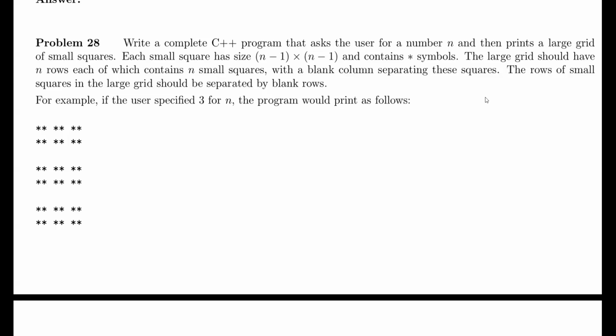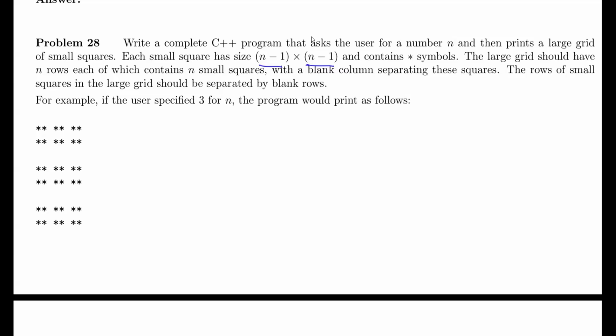So the question: write a C++ program that asks a user for a number n and then prints a large grid of small squares. Each small square has a size of n minus 1 times n minus 1 and contains a strike symbol. The large grid should have n rows, each of which contains n squares, with a blank column separating the squares. The rows of small squares in the large grid should be separated by a blank row.